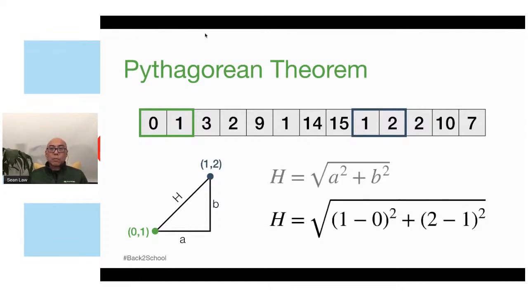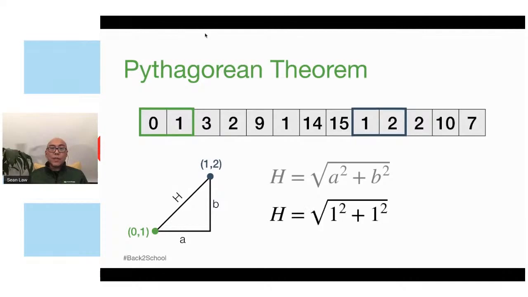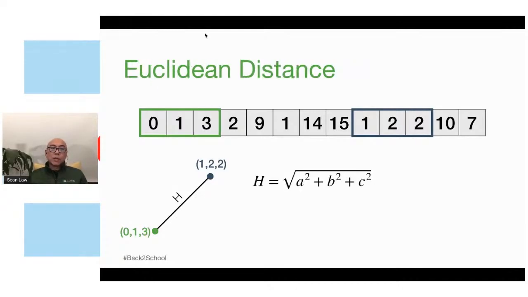And so we can plug in our numbers, and we find that the distance between these 2 short subsequences is root 2. Now let's kick it up a notch, and let's increase the length of our subsequence.